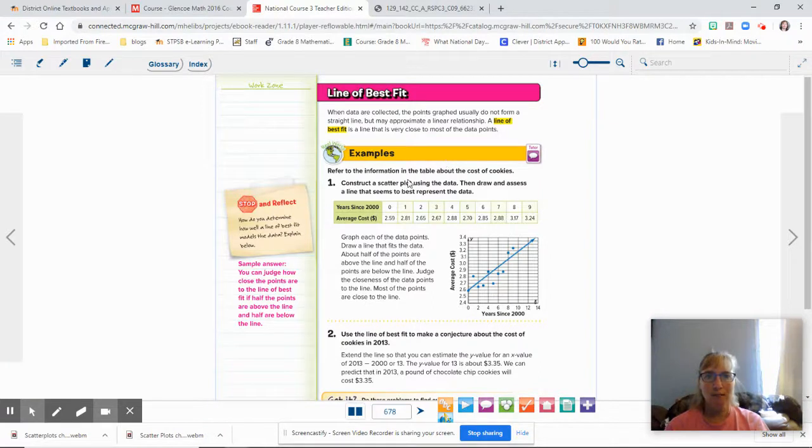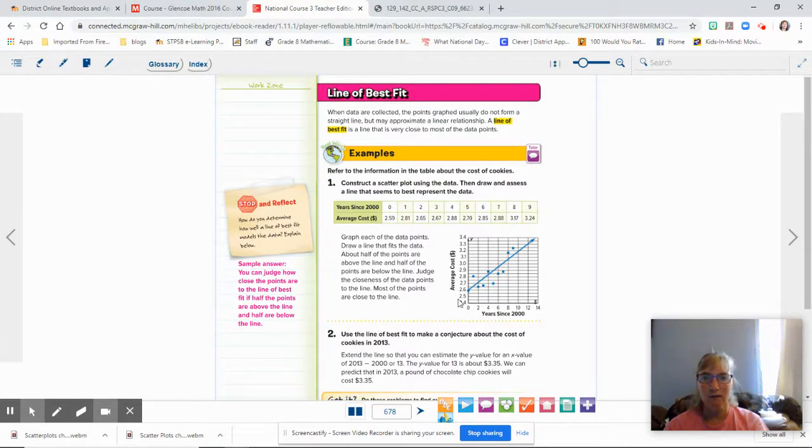Okay, line of best fit is exactly what it sounds like. It's a line that best fits the data. A good suggestion, though I can't show you this, is to take an uncooked piece of spaghetti and lay it on your scatter plot with half the data on one side of the spaghetti and half the data on the other. That's your line of best fit.